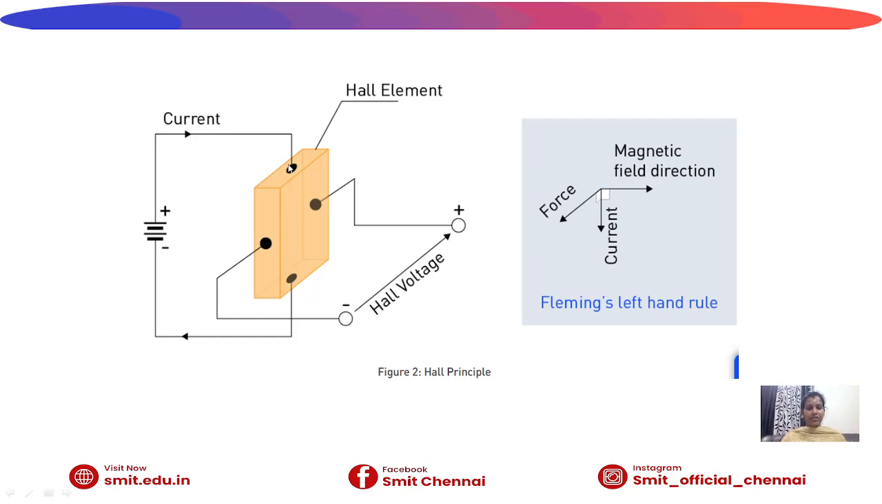Pins 1 and 3 are connected with the current, and pins 2 and 4 are connected with the Hall effect voltage. This voltage gives the output as EMF, electromotive force. It follows Fleming's left hand rule. If there is any change in the current, then the magnetic field direction will change. So that is Fleming's left hand rule.